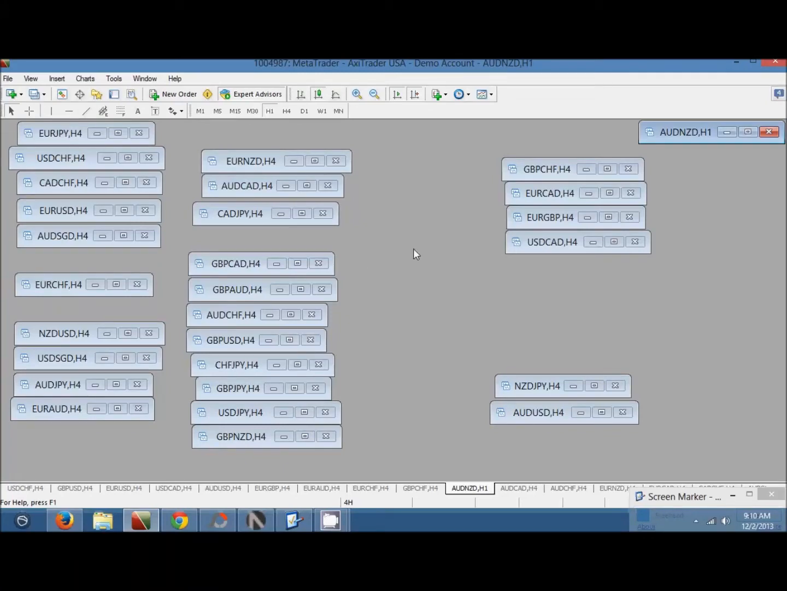Today's currency spotlight for December 2nd, 2013. We're going to be looking at two currency pairs as well as a trade update for a trade that I'm currently in. The first thing we're looking at is the two currency pairs that I want to spotlight in today's video.